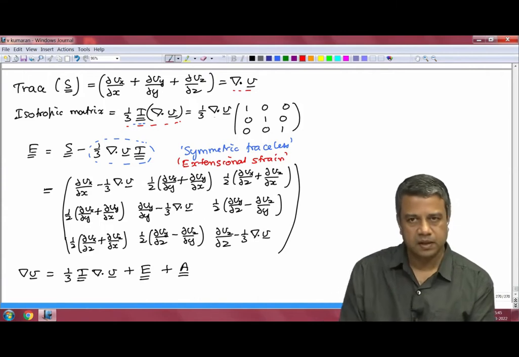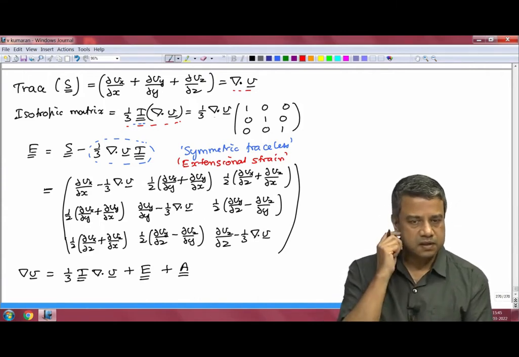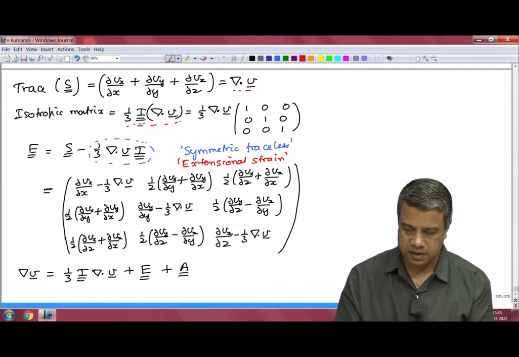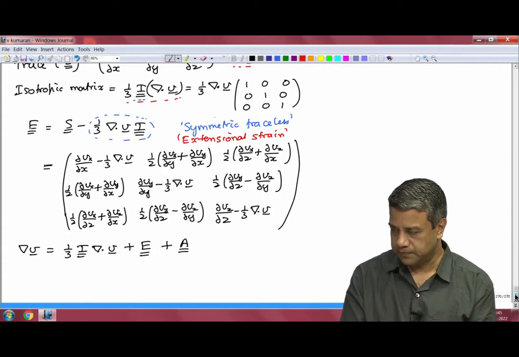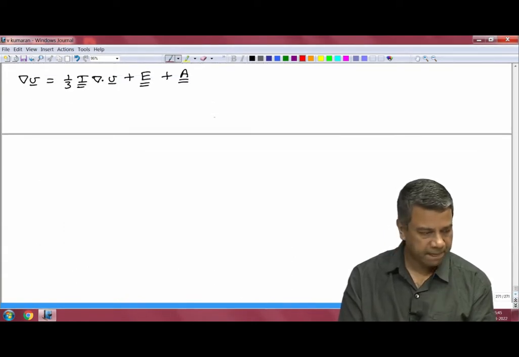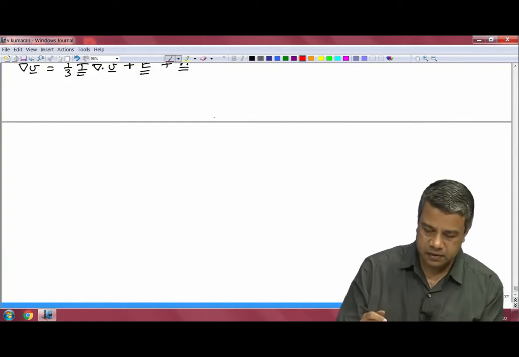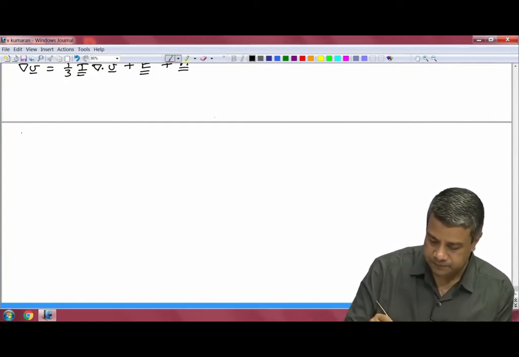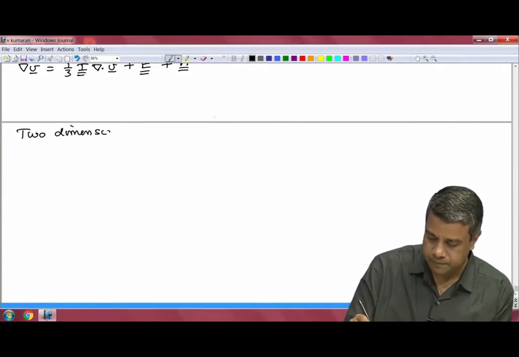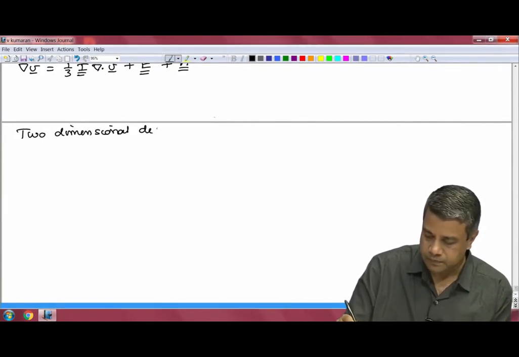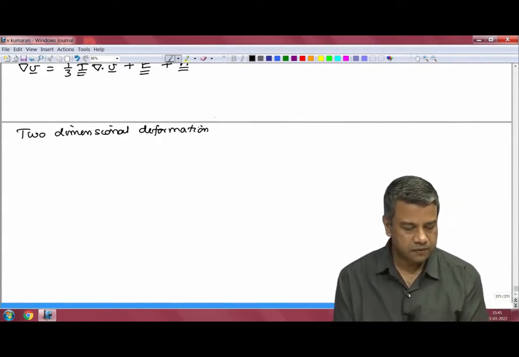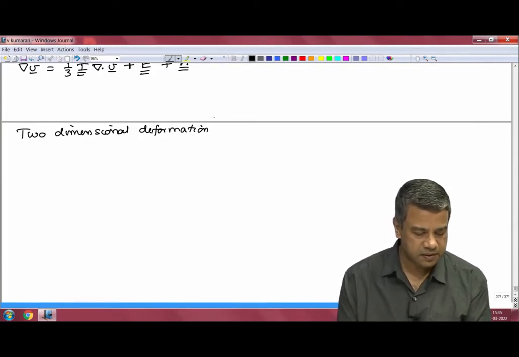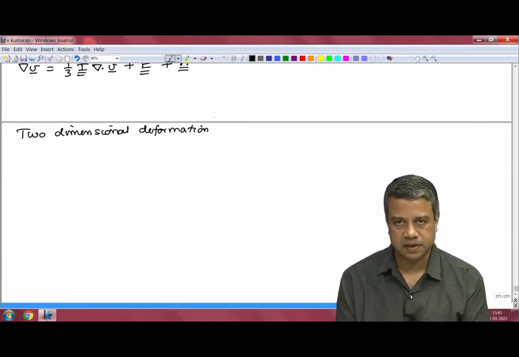What are the types of deformation that each of these matrices represent? I will explain it to you in 2 dimensions, for ease of representation.